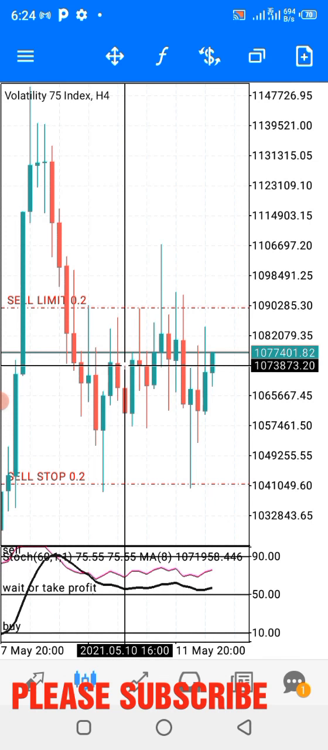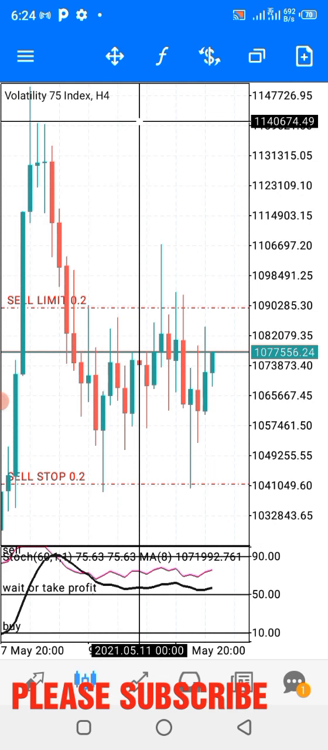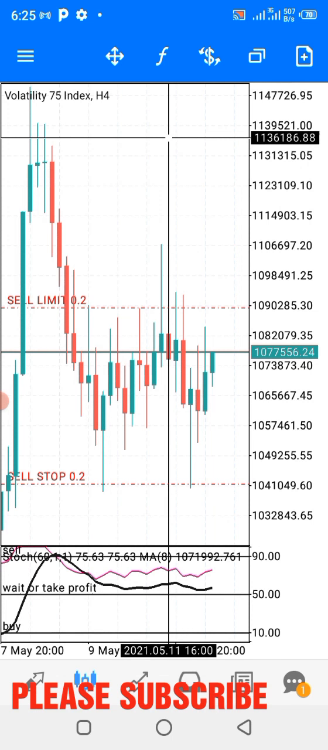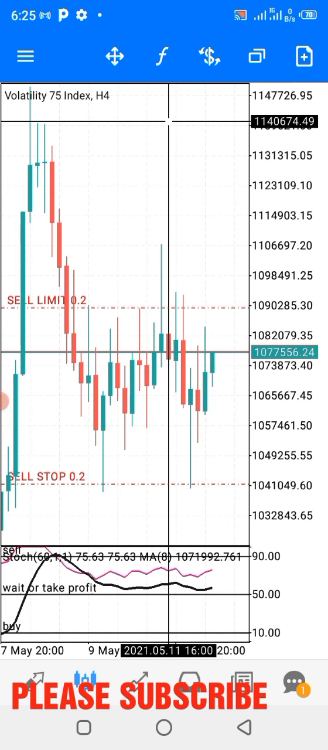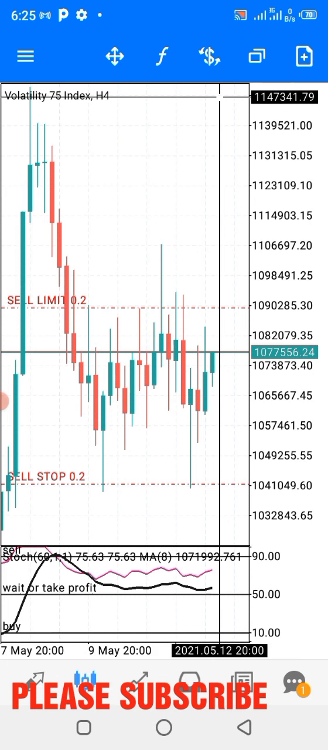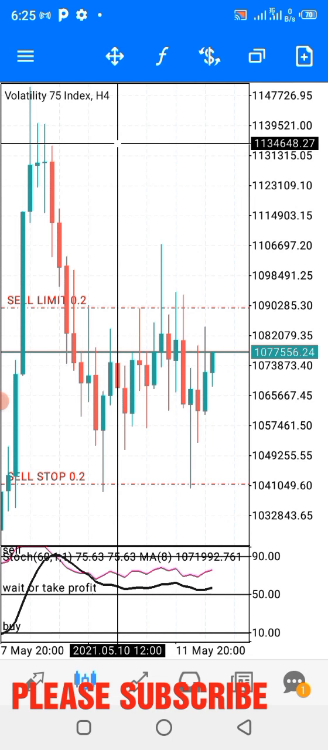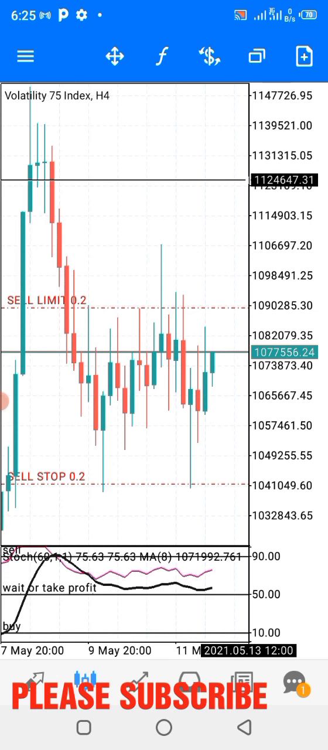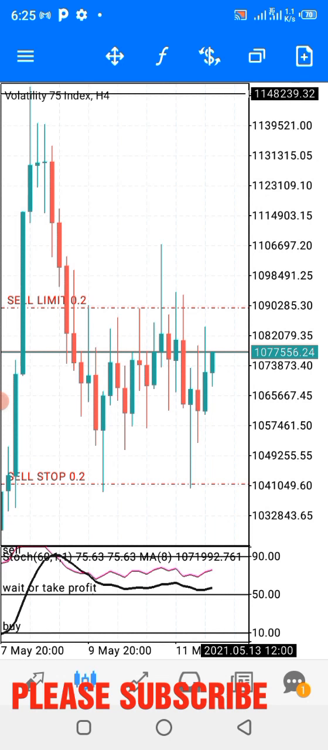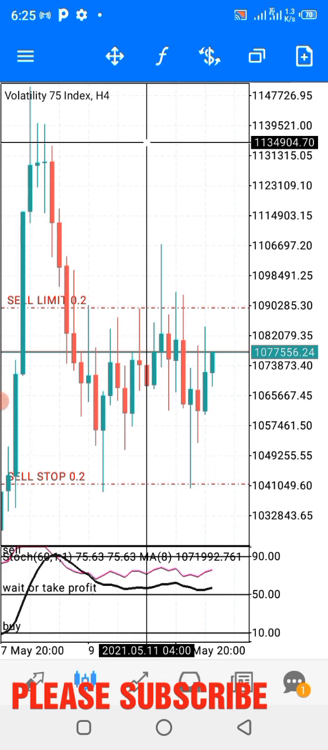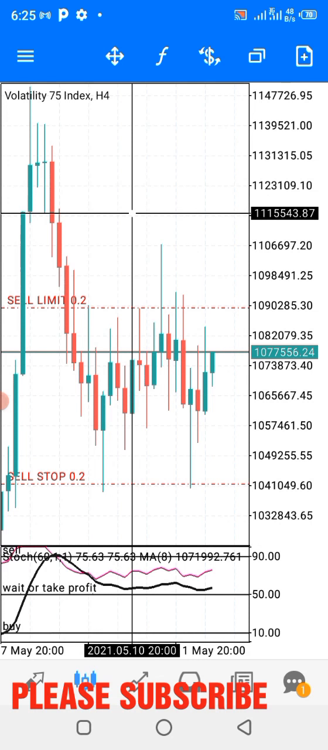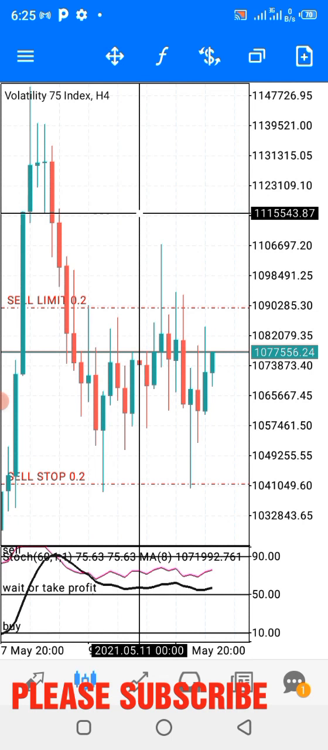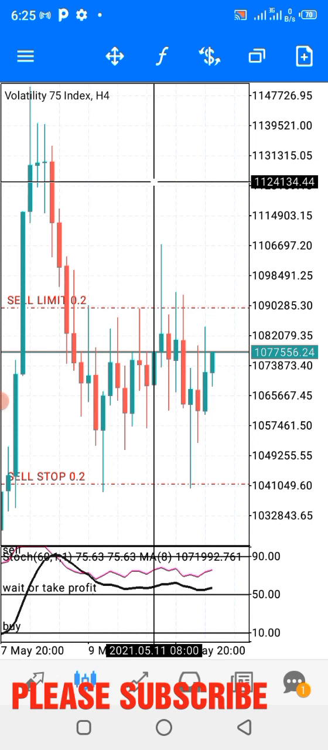Before I start, what is V75? V75 is the highest volatile asset in the volatility market. 1 unit of V75 is measured in, you can see this number. If you count the whole part, it is up to 7 digits.